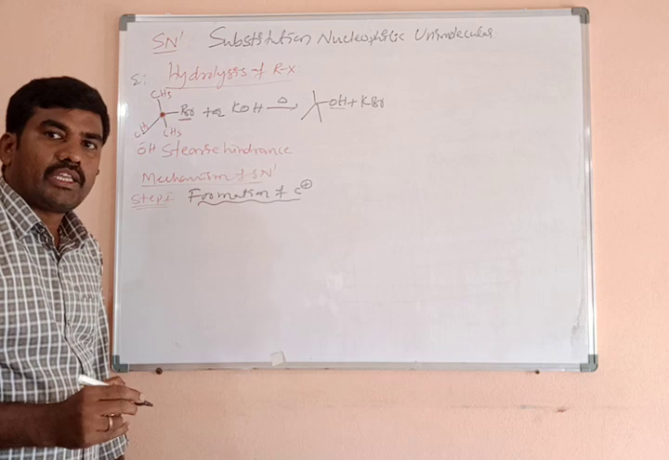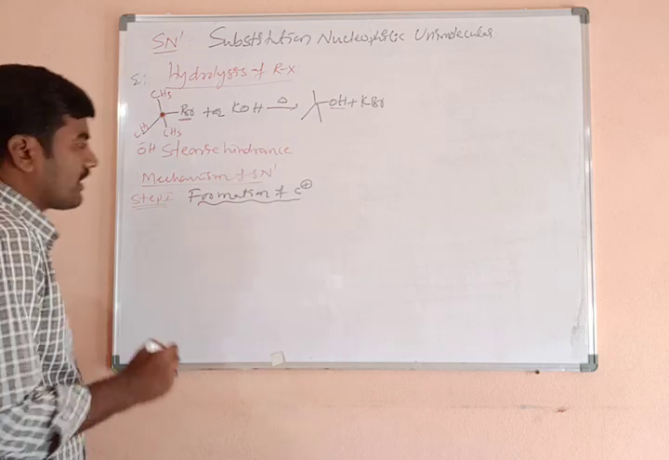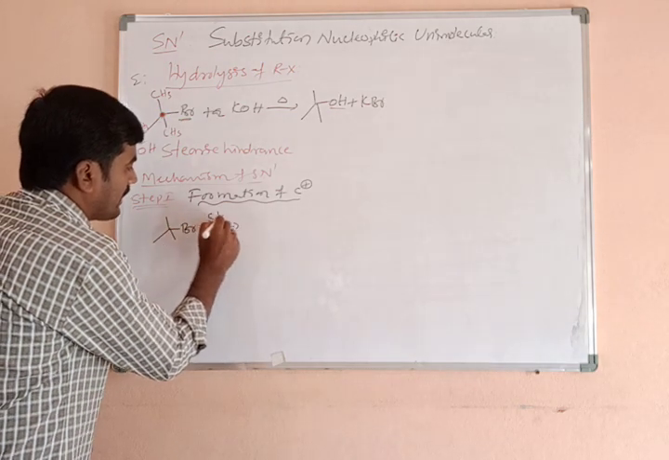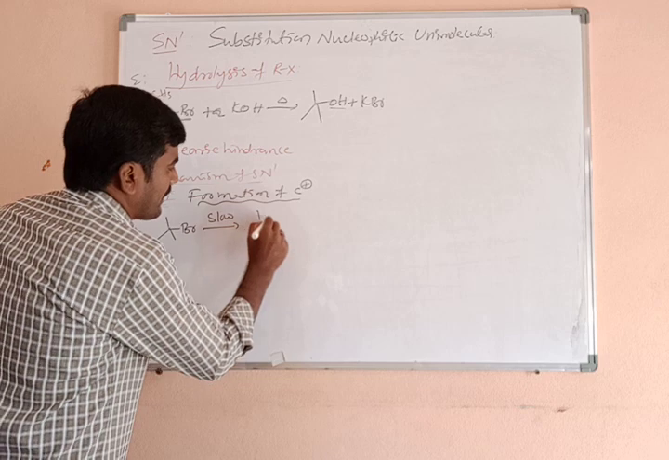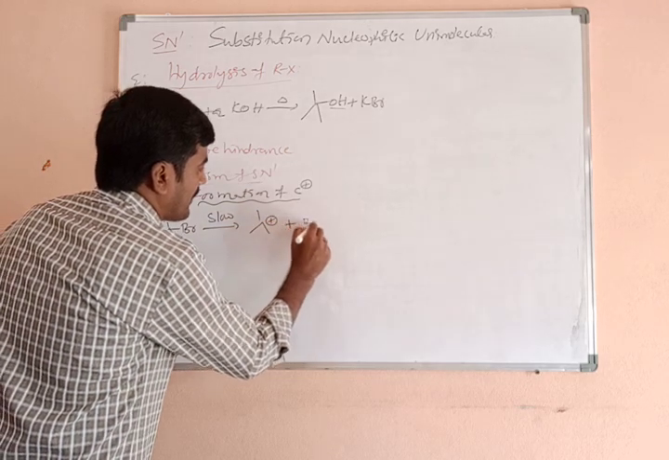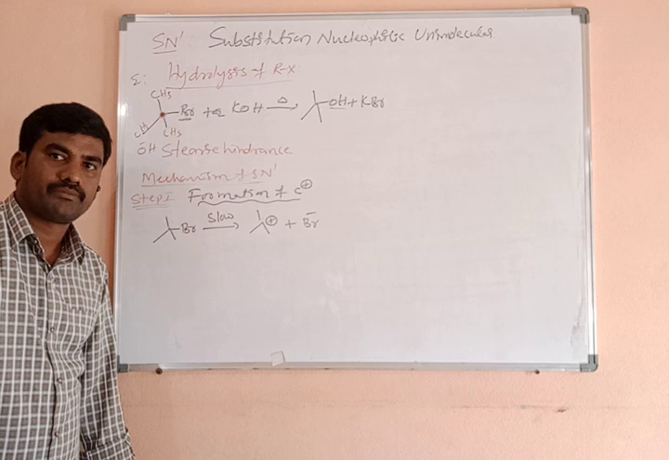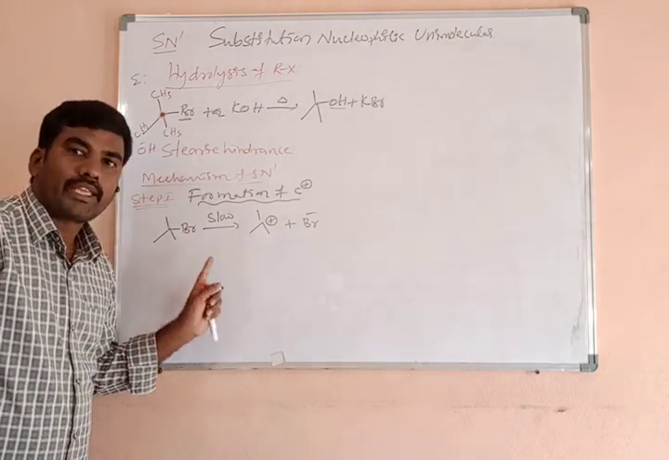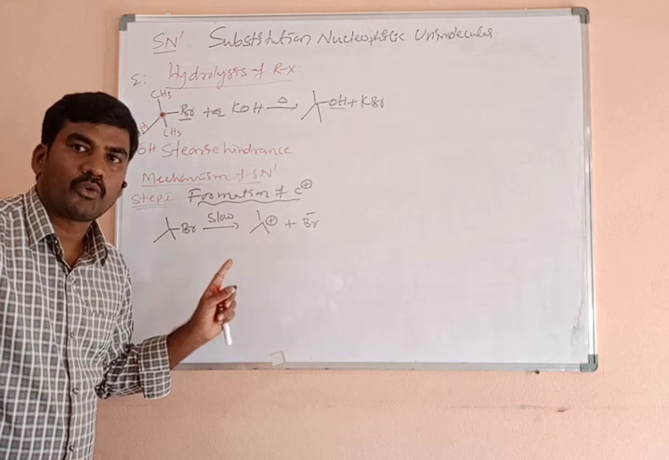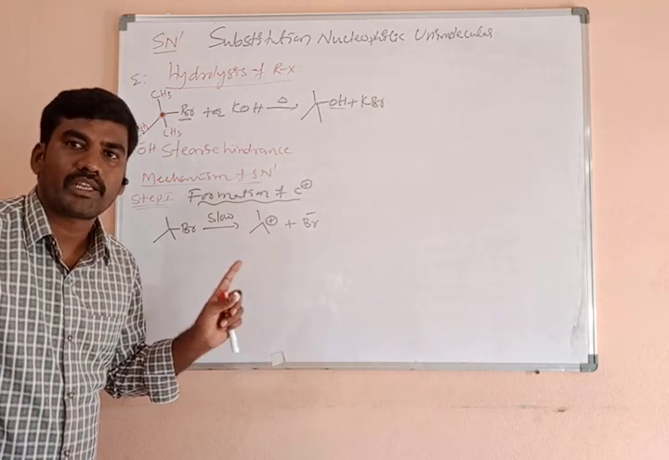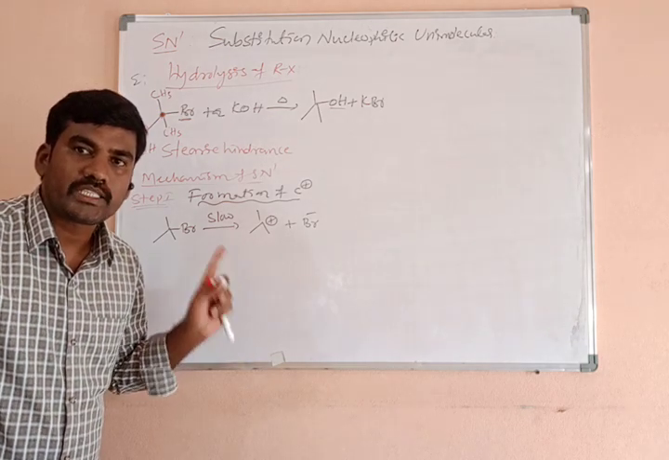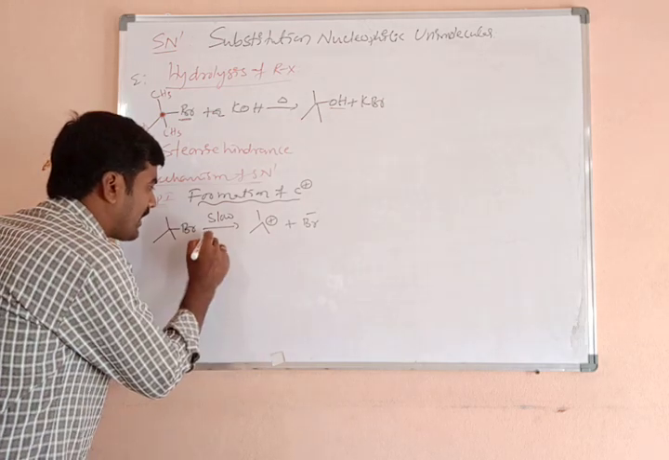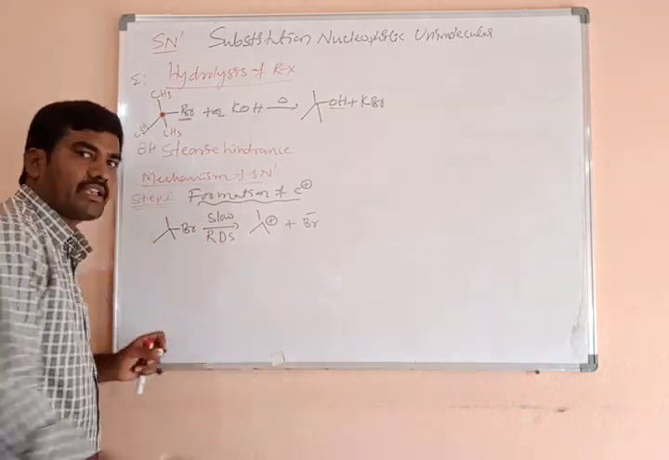Tertiary butyl bromide slowly ionizes to form the tertiary butyl carbocation plus Br minus. Here Br minus is kicked out from the substrate. In this step, bond breaking takes place. The existing bonds are going to break, which requires energy, so it is the slowest step. Breaking of bonds is the slowest step, and the slowest step is always the RDS, the rate determining step for the reaction.